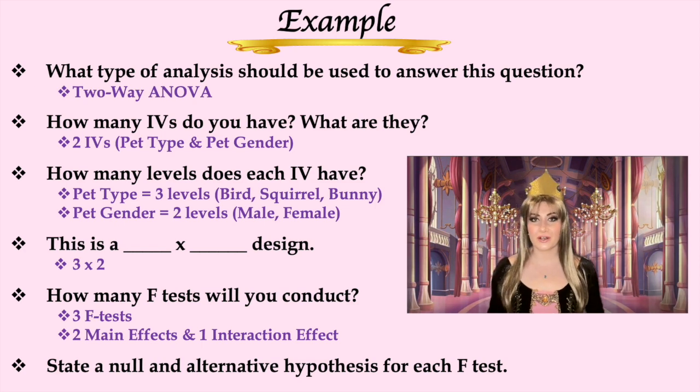Let's start with the first variable. My first variable is pet type. And remember, my dependent variable is the level of happiness of the pet's owner. So stating a null hypothesis would be indicating that there is no difference between the type of pets a person has on their level of happiness. So the null hypothesis would be there is no significant difference in an owner's level of happiness depending on if they own a bird, a bunny, or a squirrel. In other words, the type of pet someone has does not affect their level of happiness.